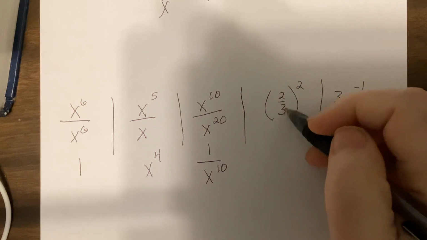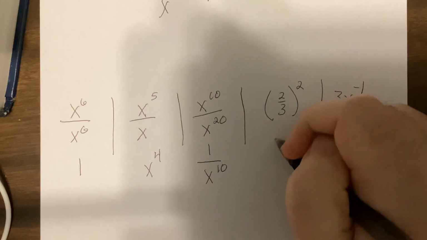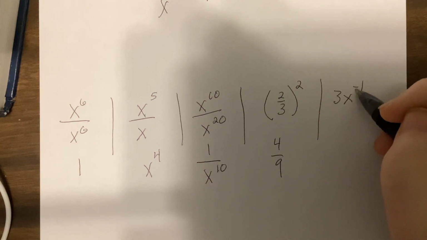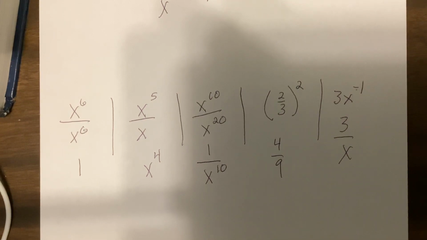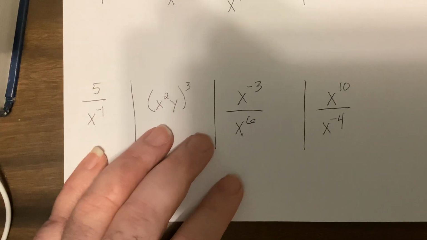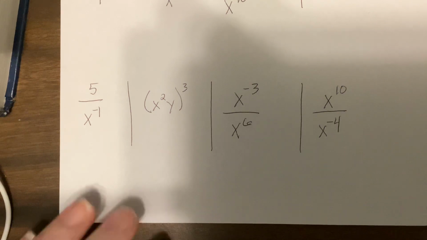Okay, I have a fraction raised to a power, so I raise both terms of that fraction to the power. Yowzer. Negative power means move it. But notice I didn't move the 3. Okay, my kids. Do that row for me, please, and then turn me back on.